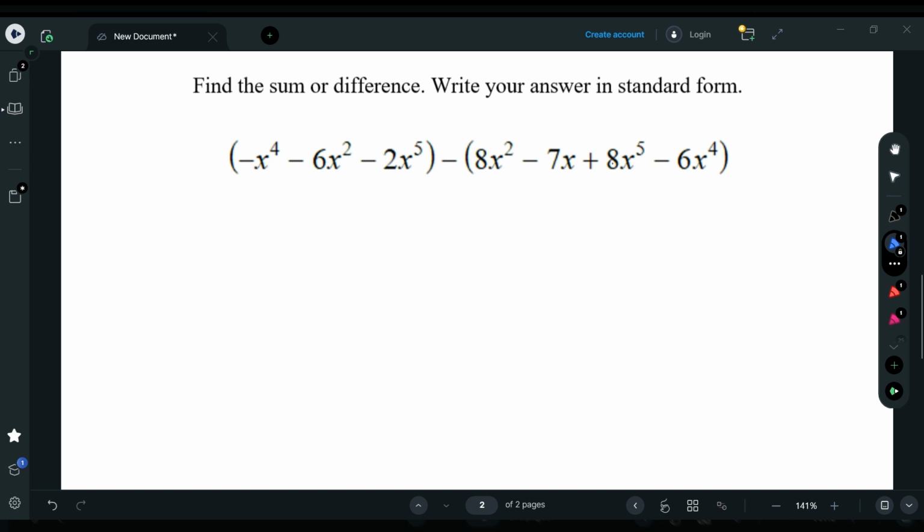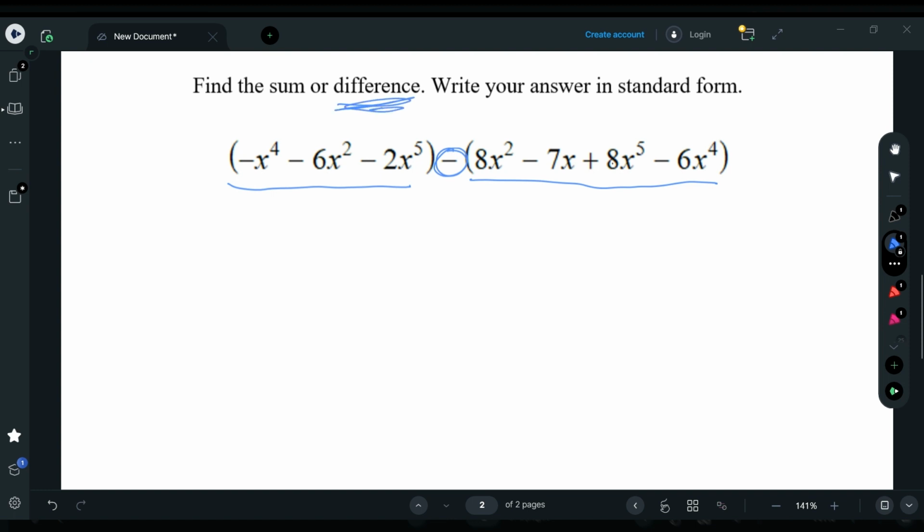Find the sum or difference of the polynomials. Can you identify which it is that we're trying to find? Is it the sum or is it the difference? Well, look, here's our first polynomial. Here's the second polynomial. In between the two, we have a subtraction sign. So here we are trying to find the difference because we're subtracting.